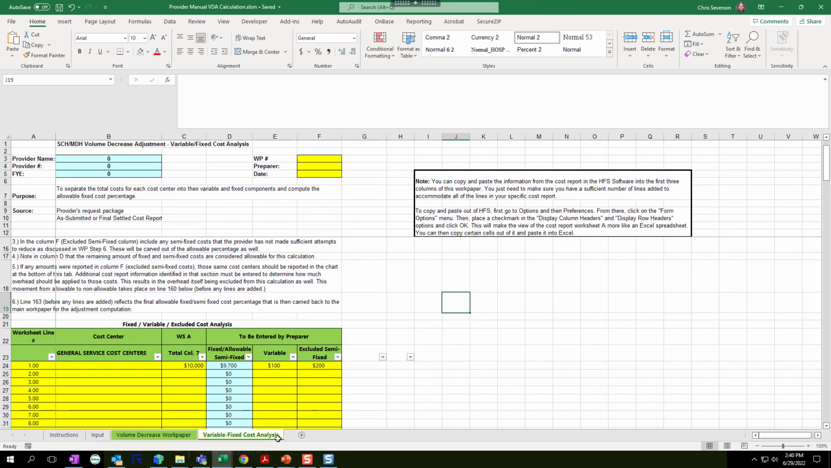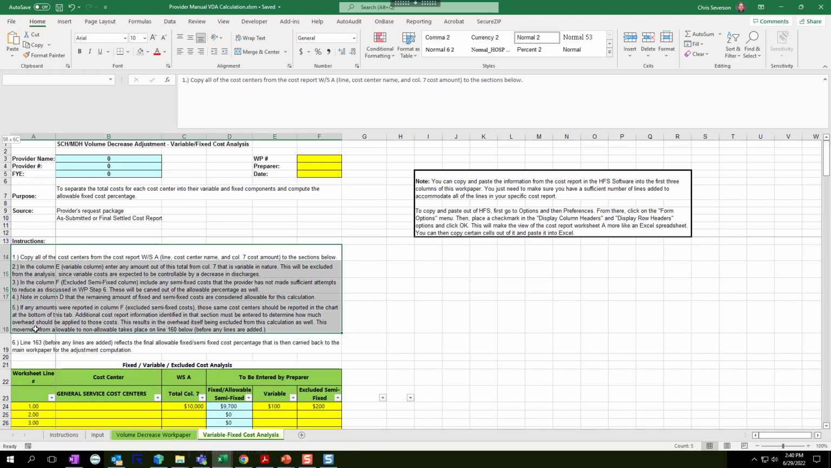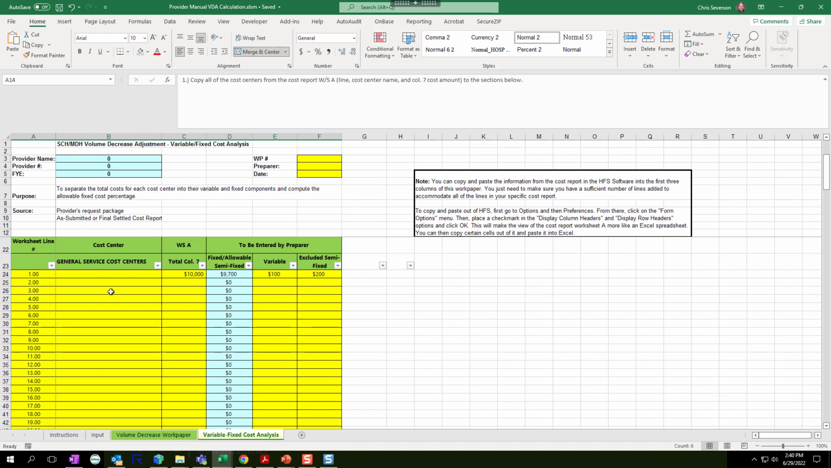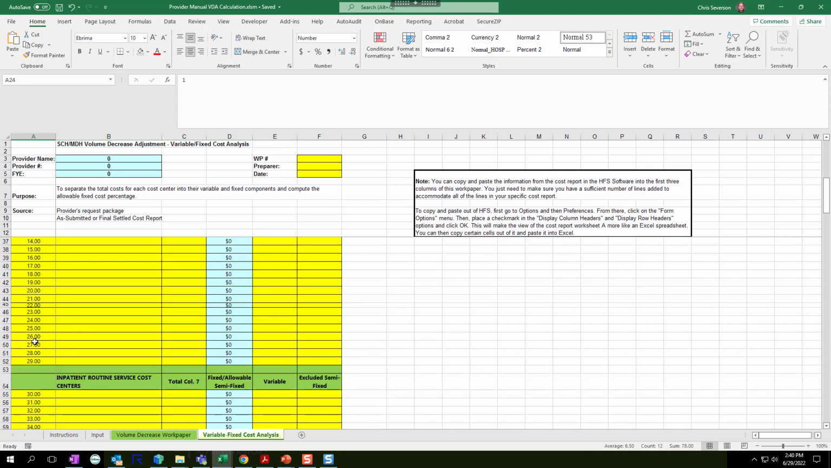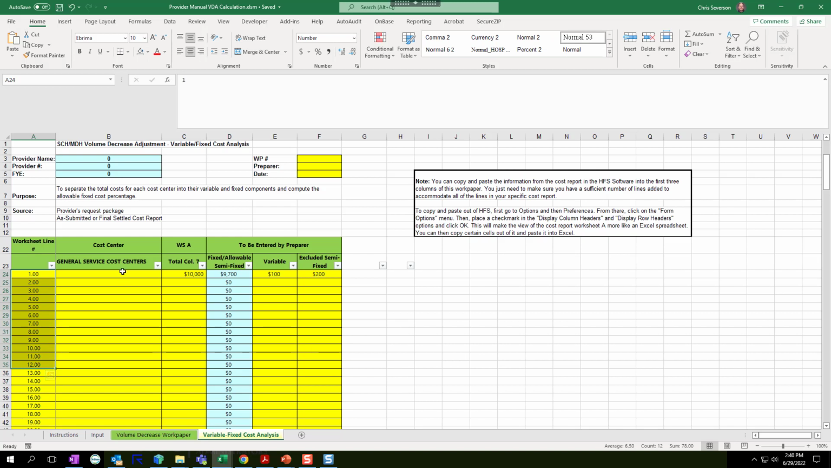So the first thing I'll focus in on is the variable fixed cost analysis tab. There are some instructions here, but basically what this is saying is we've essentially recreated some of Worksheet A. So all the different cost centers that you might have need to be added in here: the number, the name, and then the total cost on column 7. We're not so concerned about whether it was reclassed or adjusted, any of that. We're concerned with the total cost here. So this is the example I had from earlier. I just typed in $10,000 for a particular cost center.